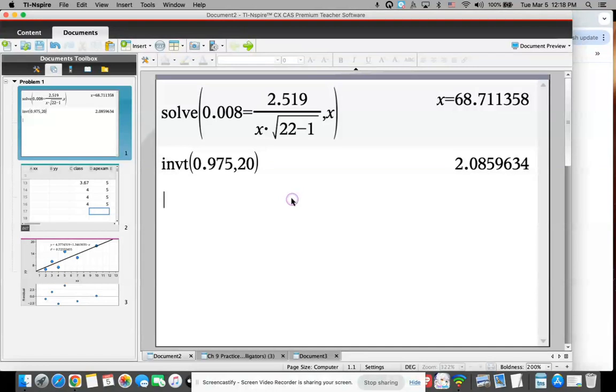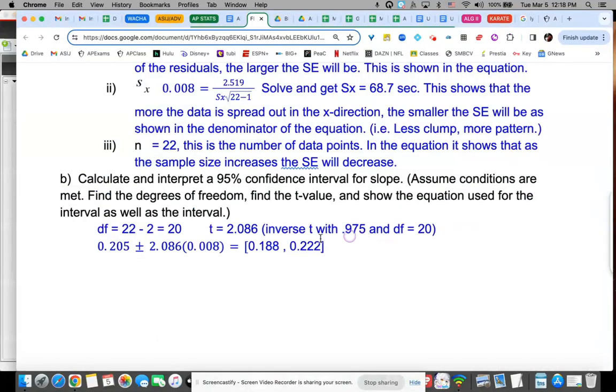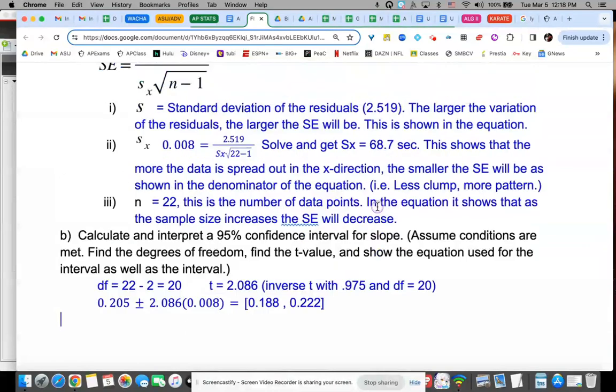Remember, we have to add in one of the tails, and then my degrees of freedom, which is 20 in this case. So I get 2.086 basically for my t value. So that just goes in my confidence interval. I already know the standard error that was given to us at the top.